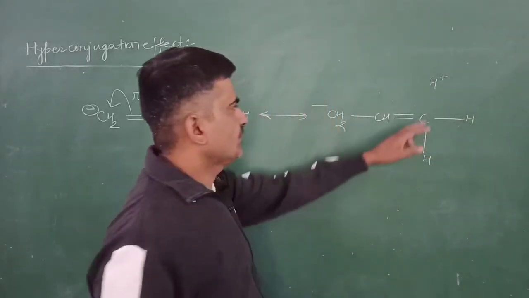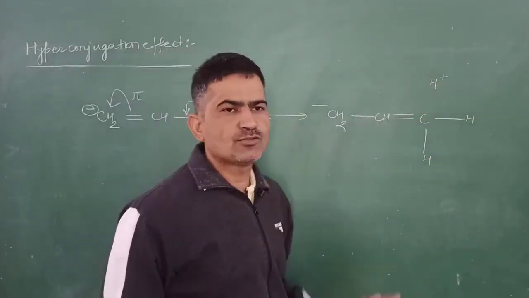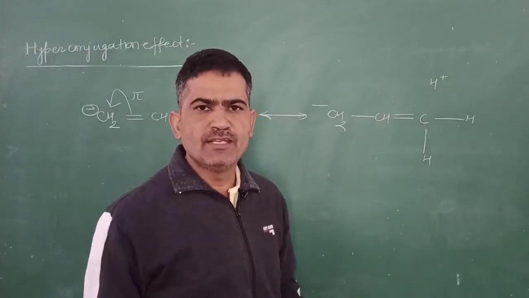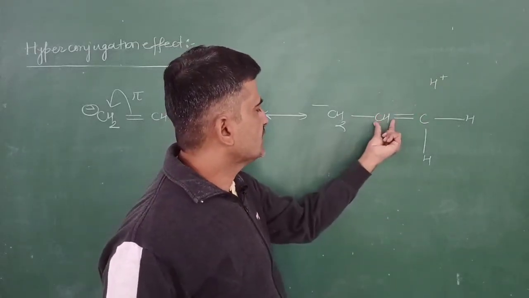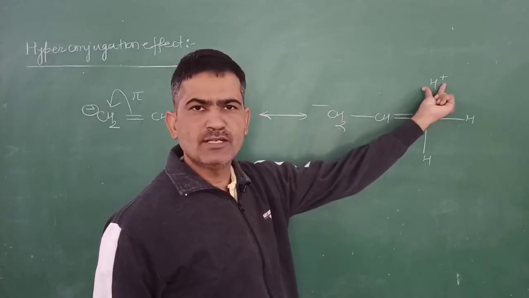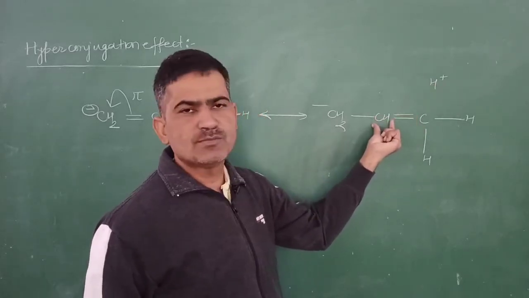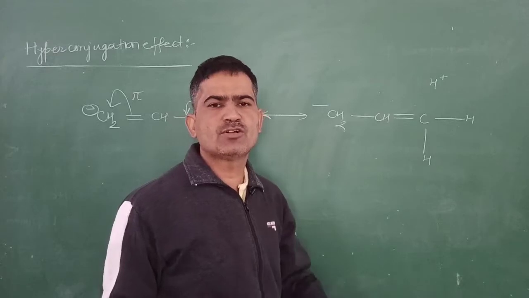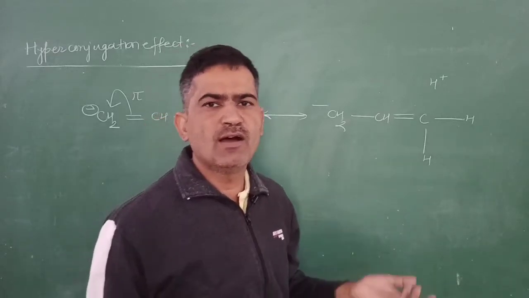This hydrogen bears the positive charge, and this hydrogen is not set free. This is in conjugation with these pi electrons. This hydrogen is in conjugation with this pi electron, and it is not set free, and it cannot move away.